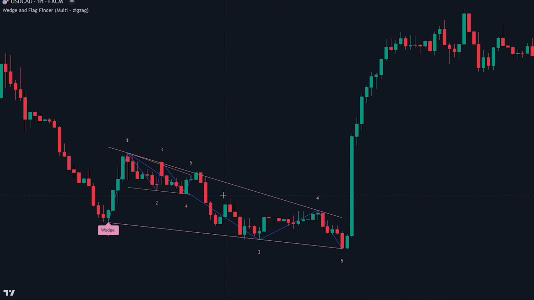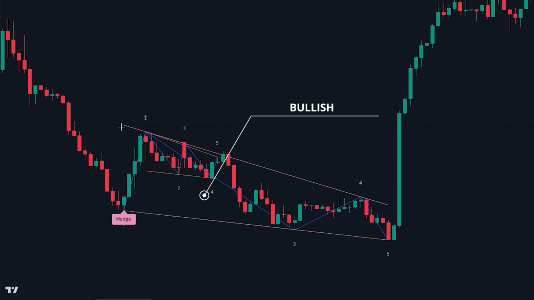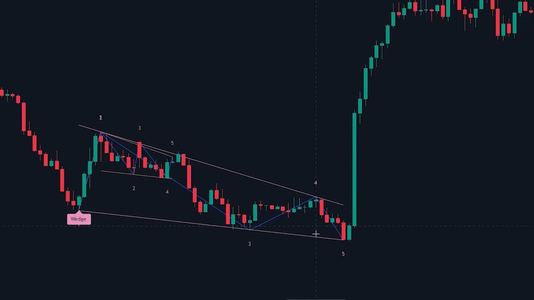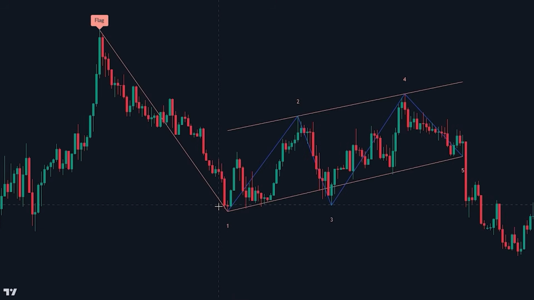The second pattern that can be identified with the indicator is the falling wedge. A falling wedge is a bullish chart pattern formed by converging trend lines that slope downward. It comprises lower swing highs and lower swing lows, with the price confined within a narrowing range. The falling wedge indicates a potential trend reversal, as buying pressure may overpower selling pressure, resulting in an upward price movement. Finally, the indicator can detect flag patterns.